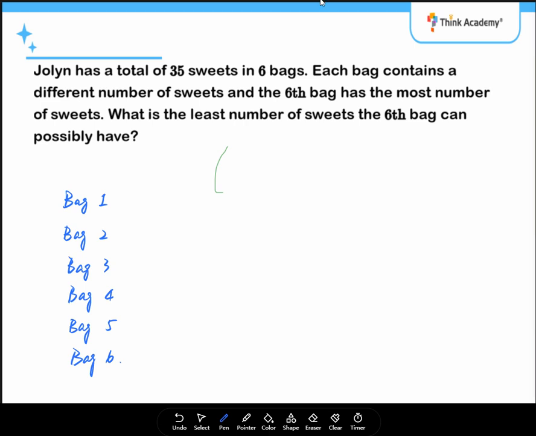So maybe you can decide whether you would like to do that alone, right? Jolene has a total of 35 sweets in 6 bags. Each bag contains a different number of sweets, and the 6th bag has the most number of sweets, so let me circle out all those important pieces of information. Which means this is the maximum. What's the least number of sweets that the 6th bag can possibly have? The 6th bag has the most.